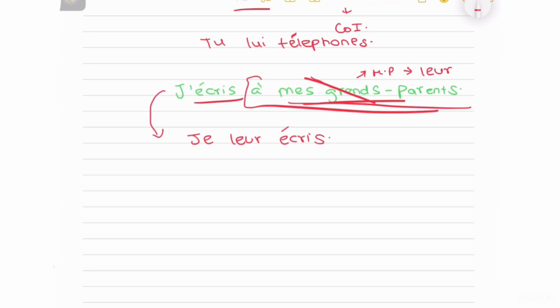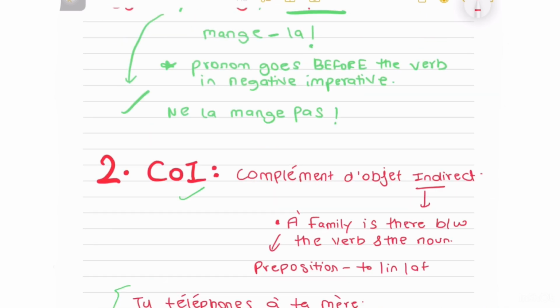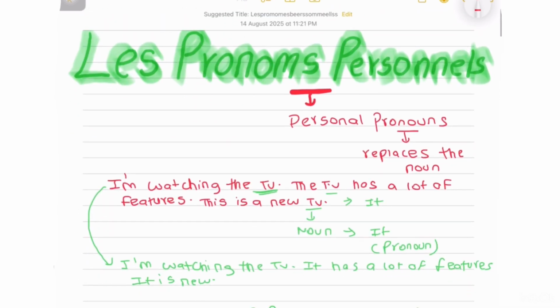Now for the remaining, that is negative and imperative, it follows the same rules as COD. So this was our COD and COI in les pronoms personnels. I hope this is crystal clear to you. I've explained it in full depth so that each and every last thing is clear to you. Alright, thank you.